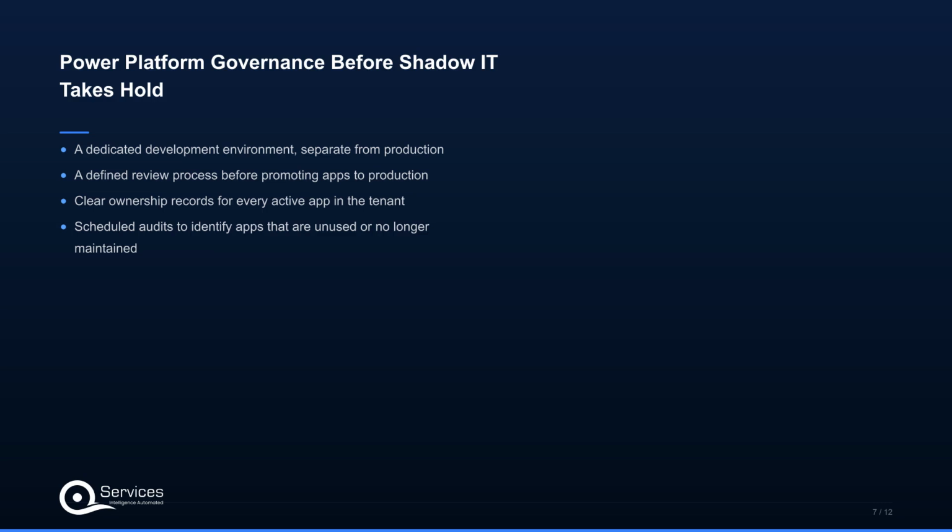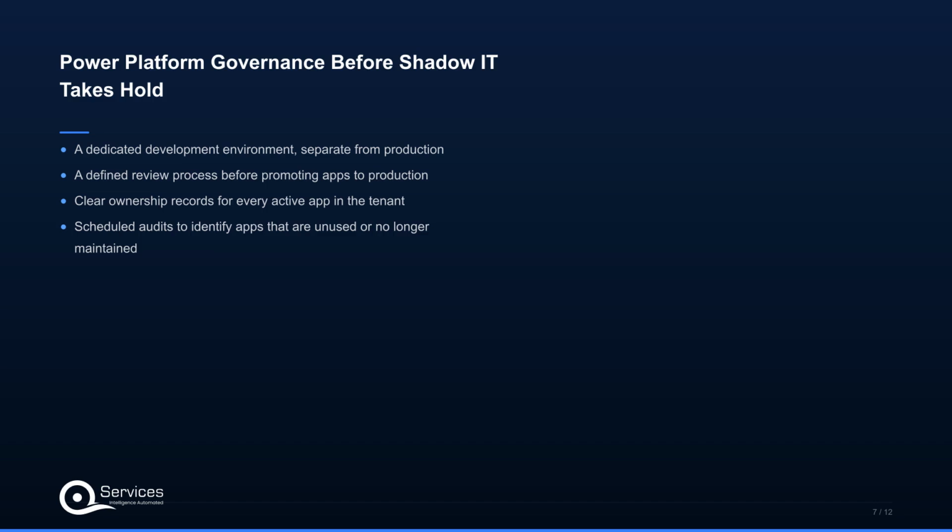Power Platform governance prevents shadow IT through DLP policies, environment strategies, and approval workflows. Without these controls, business users build apps that connect sensitive HR data to personal storage accounts, or finance teams create flows that pull from production SQL without IT's knowledge.